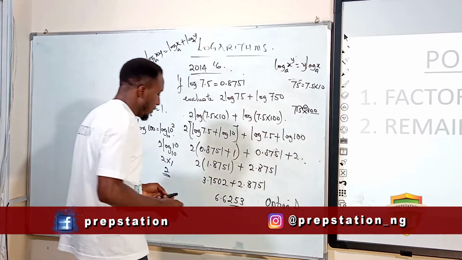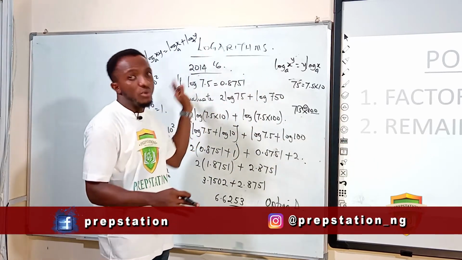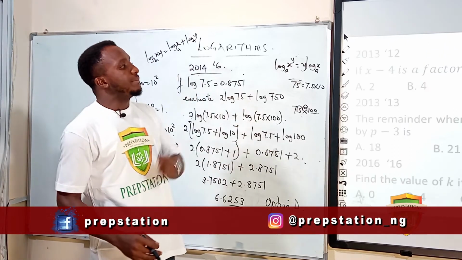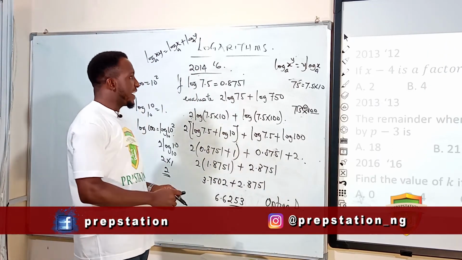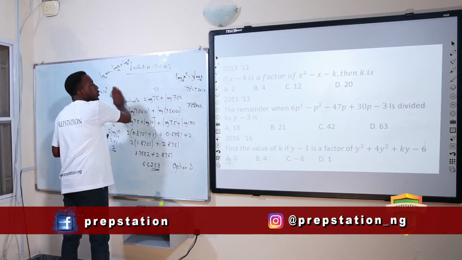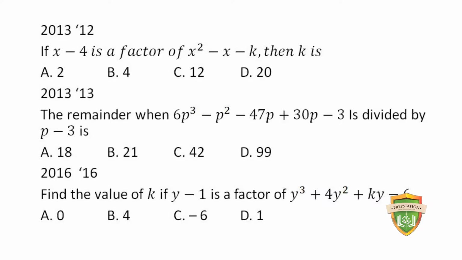Now let's deal with polynomials. I'll go straight to questions because of time, so I'll explain with questions. I want you to pay rapt attention to what we're doing today. Okay, so this is a question taken from 2013, and that's question number 12. Question number 12 says, if x minus 4 is a factor of x squared minus x minus k, then k is what?